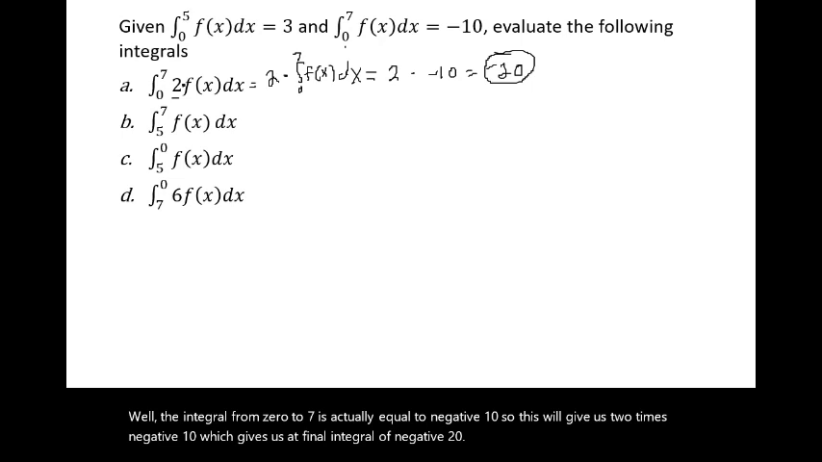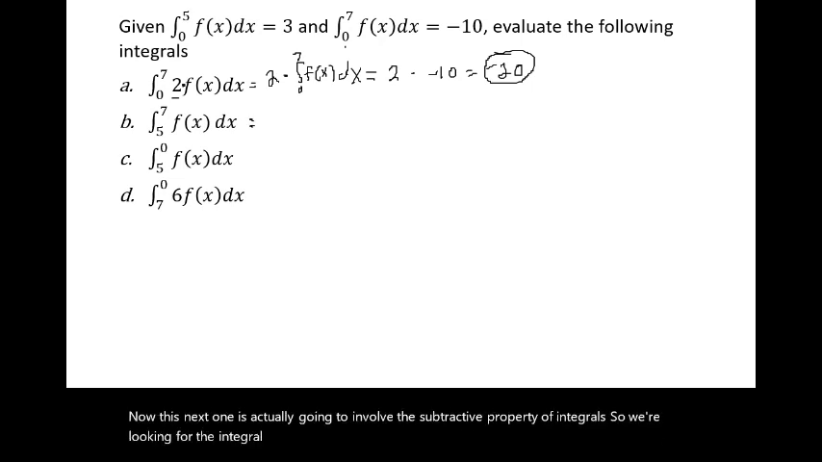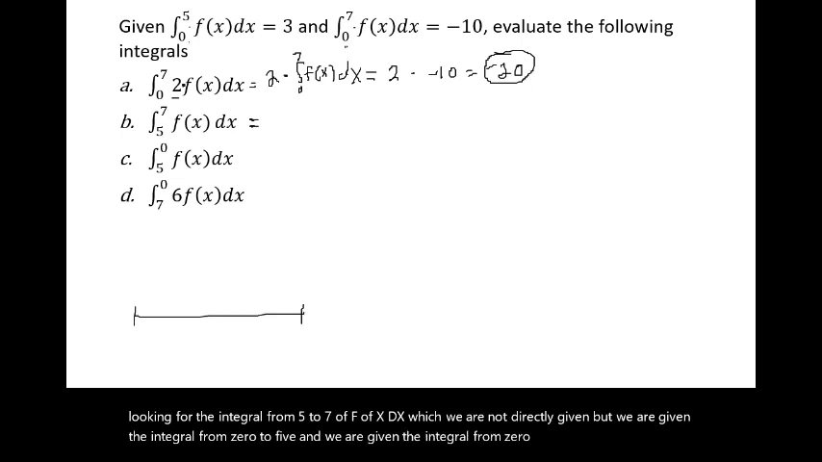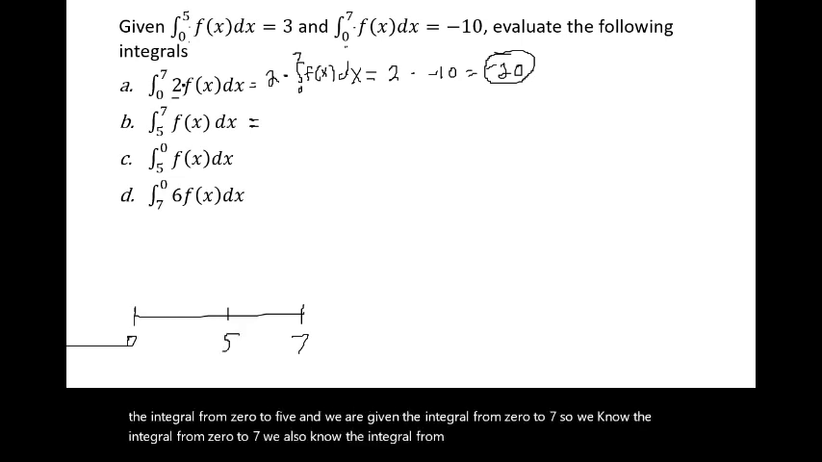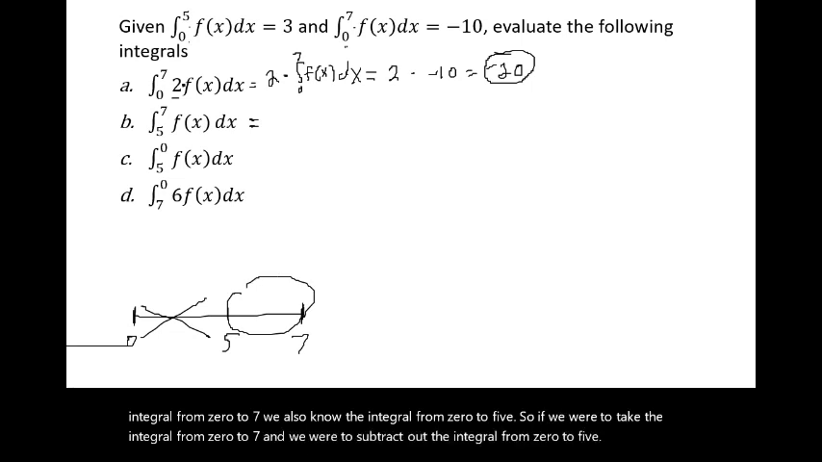Now this next one is actually going to involve the subtractive property of integrals. So we are looking for the integral from 5 to 7 of f of x dx, which we are not directly given. But we are given the integral from 0 to 5, and we are given the integral from 0 to 7. So we know the integral from 0 to 7. We also know the integral from 0 to 5. So if we were to take the integral from 0 to 7, and subtract out the integral from 0 to 5, we will be left with the integral from 5 to 7.